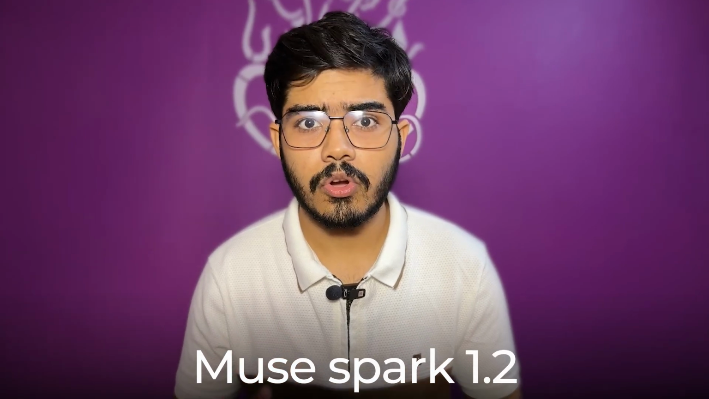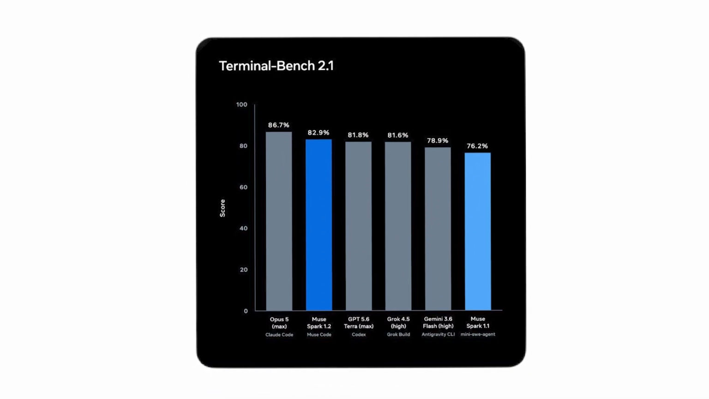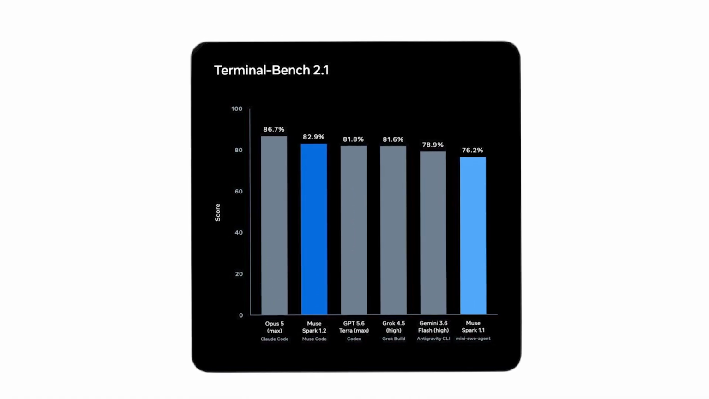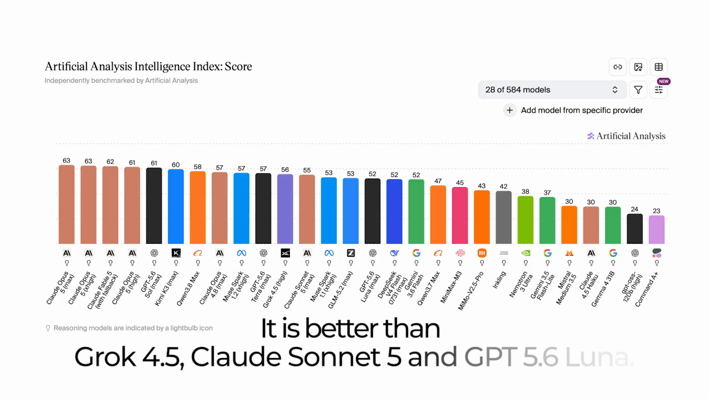Under the hood, it uses Muse Spark 1.2, which is Meta's latest agentic coding model. In benchmarks like Terminal Bench 2.1, this model actually beats models like GPT 5.6 Tera, Grok 4.5 and Gemini 3.6 Flash. Also, in popular benchmarks like the Artificial Analysis Intelligence Index, it has improved quite a lot, and now it is actually better than models like Grok 4.5, Claude Sonnet 5 and GPT 5.6 Luna.